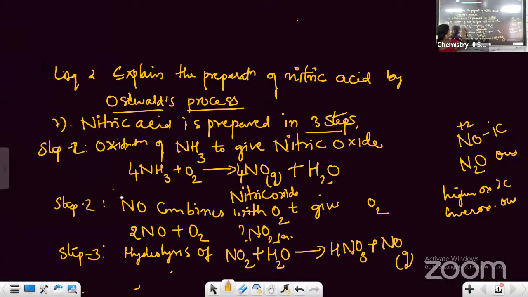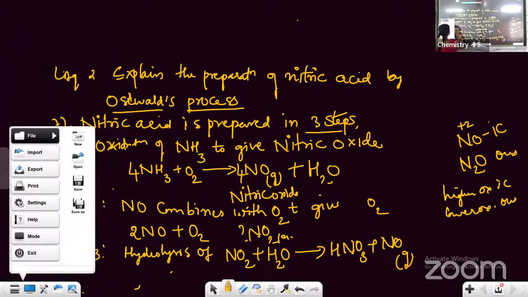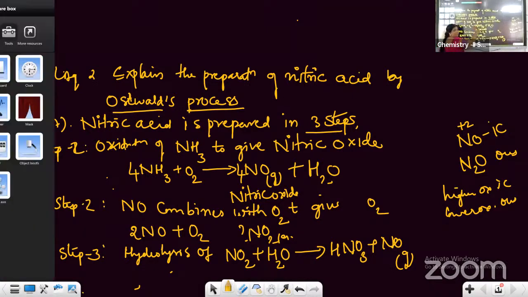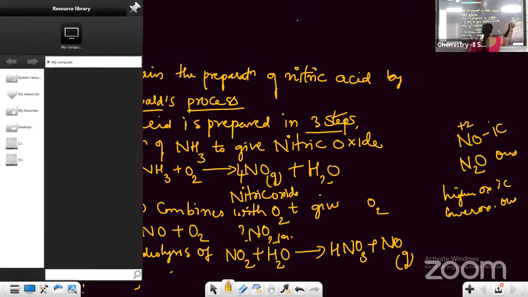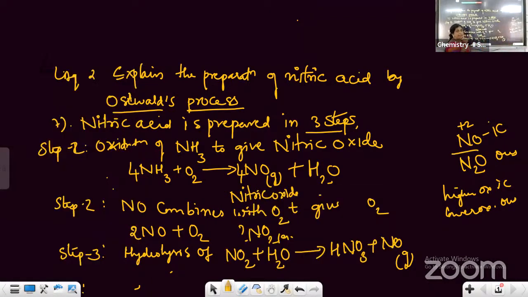Step 1 is oxidation of ammonia. So when ammonia gets oxidized, it gives nitric oxide. Please be clear. NO is nitrogen in the higher oxidation state, so it ends with the suffix IC. N in the higher oxidation state will end with the suffix IC, and N in the lower oxidation state will end with the suffix OUS. So this is nitric oxide.